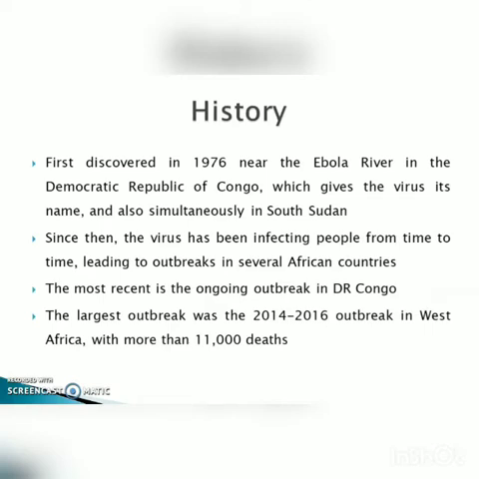Ebola was first discovered in 1976 near the Ebola River in Congo, from which the disease gets its name. It was also detected simultaneously in South Sudan. Since then, the virus has been infecting people from time to time in several African countries. The most recent outbreak is in DR Congo, which is still continuing right now. The largest outbreak of Ebola was in 2014 to 2016 in West Africa, in Liberia, Sierra Leone, and Guinea, where there were more than 11,000 deaths at that time.